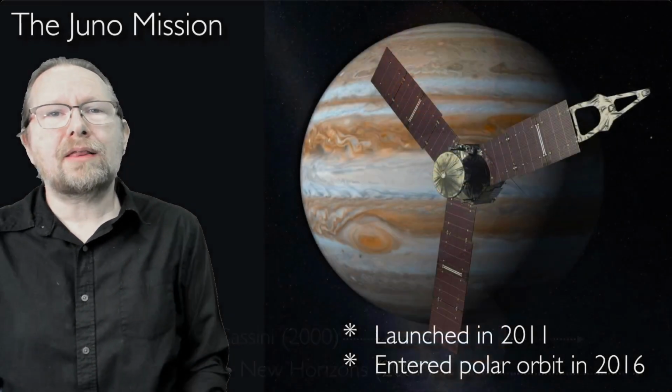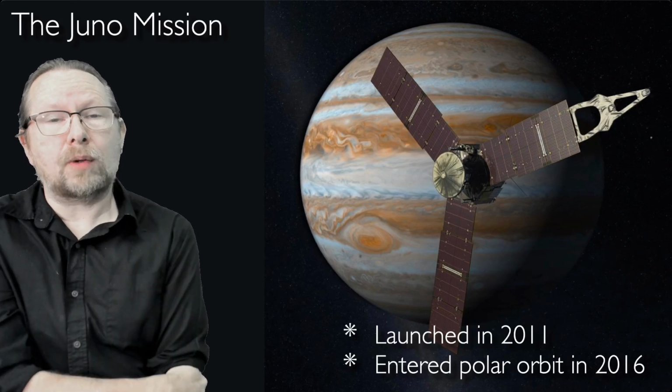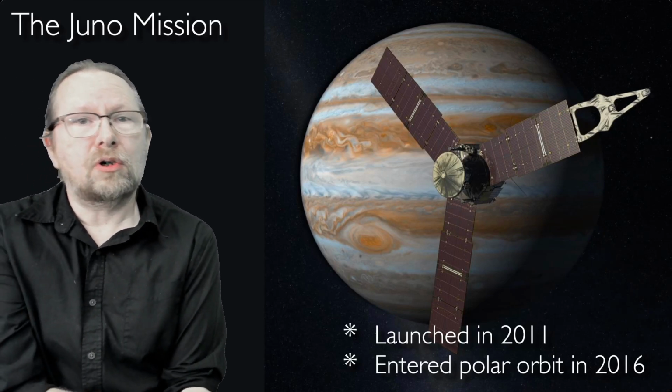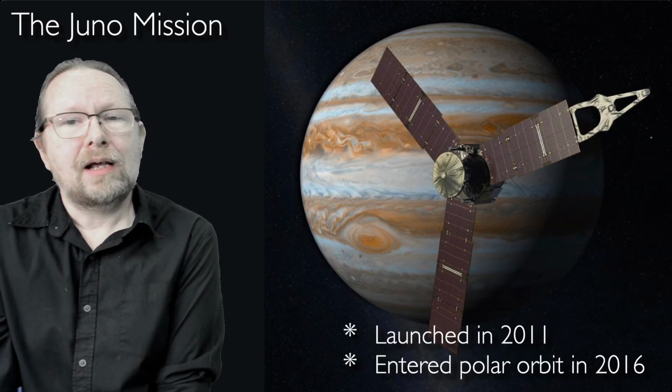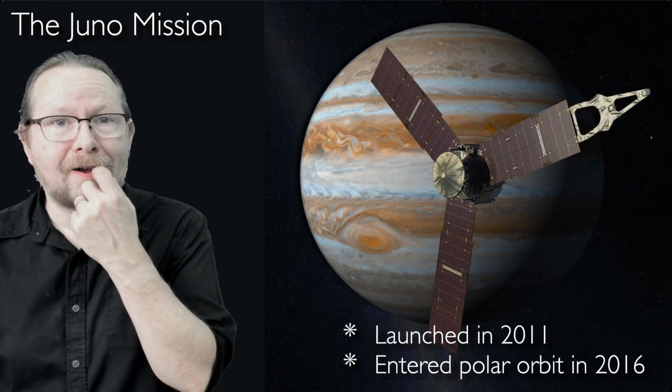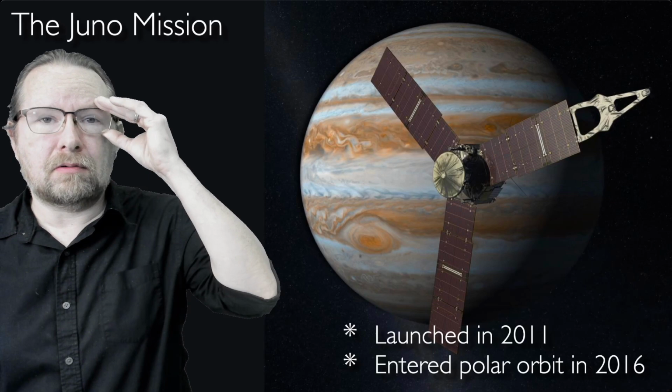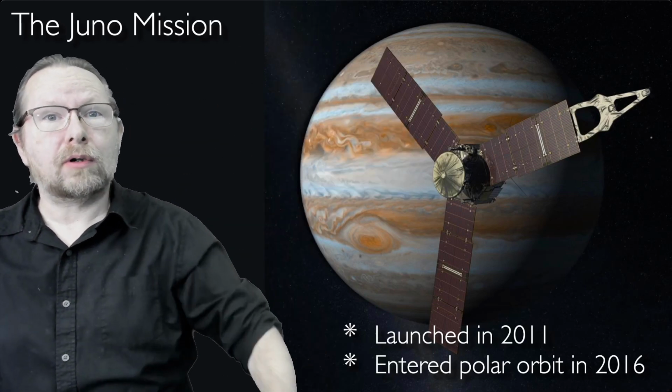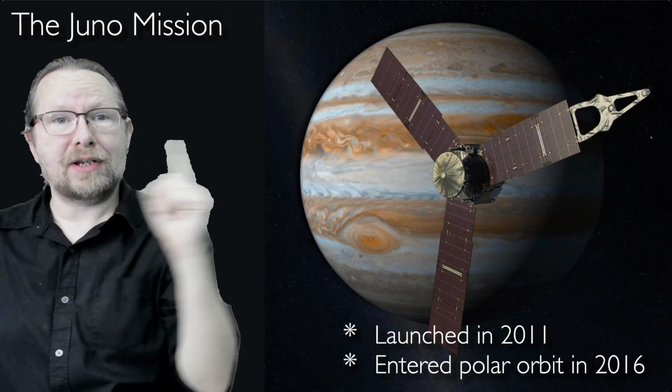Most recently, the spacecraft that is still in orbit around Jupiter is the Juno mission. It was launched in 2011, and in 2016 it entered orbit around Jupiter. And the thing that makes Juno's mission unique is that it is on a polar orbit around Jupiter. It doesn't go around the equator.